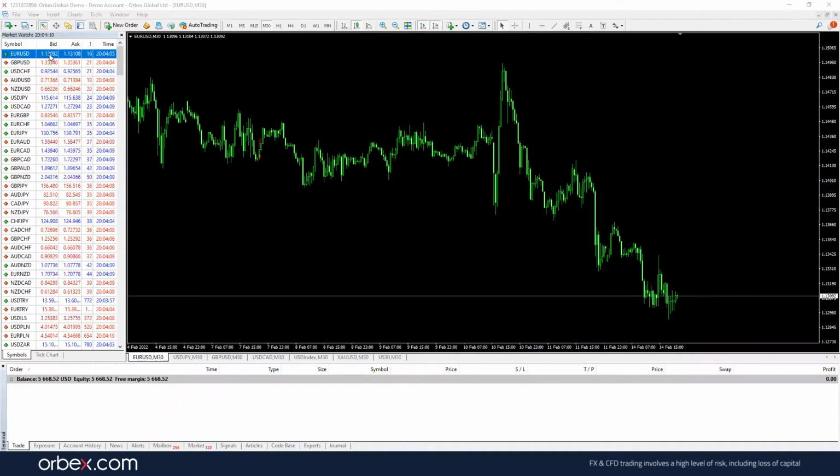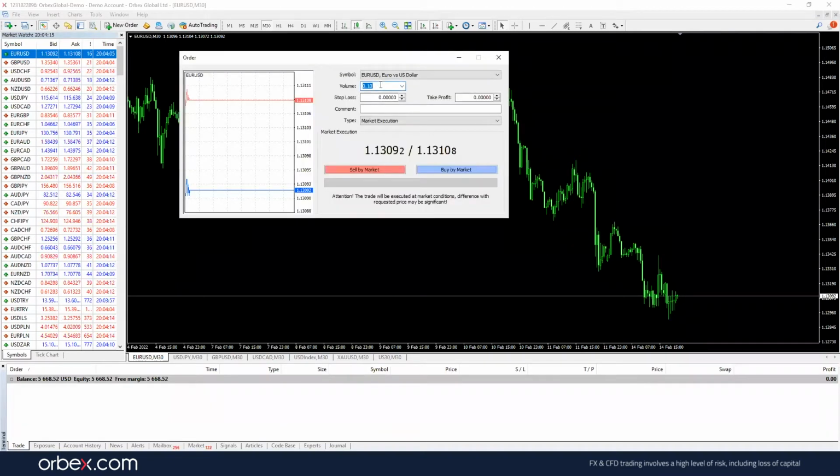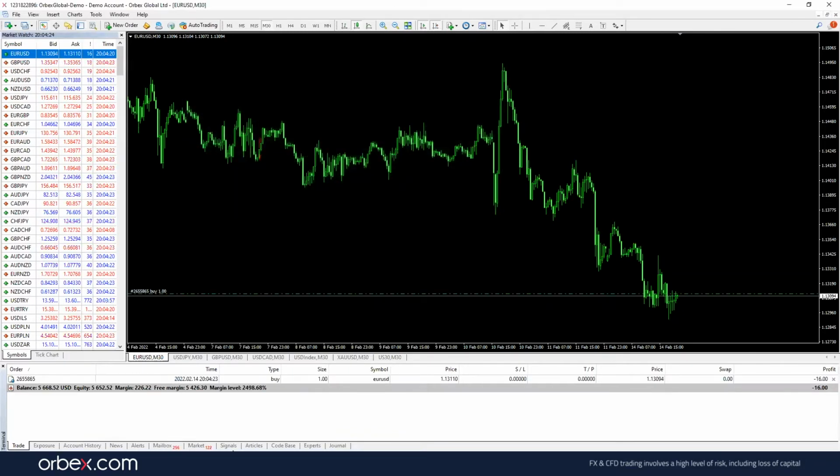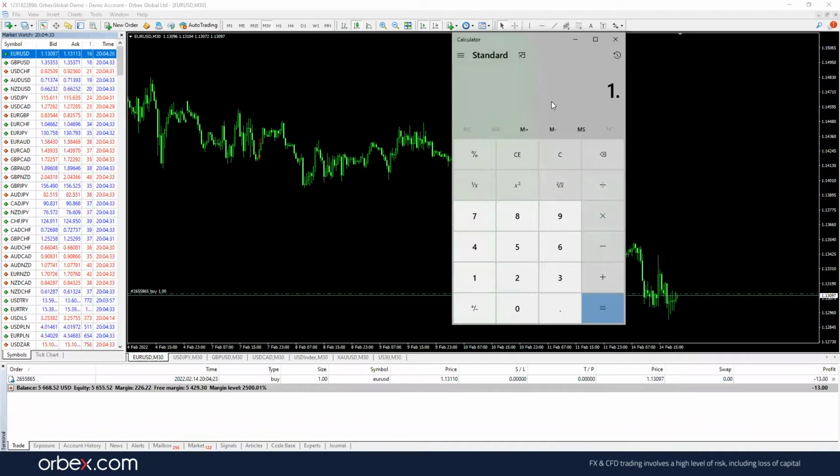So if we take the last example that we had, EUR/USD, it has now gone up to 1.1392. We want a one lot trade, so that's 100,000 notional units, and we're going to open that. I've got a margin of 226.22. If we take the calculator out just to show you, 1.1311 times 100,000 and then divided by 500 leverage gives 226.22.